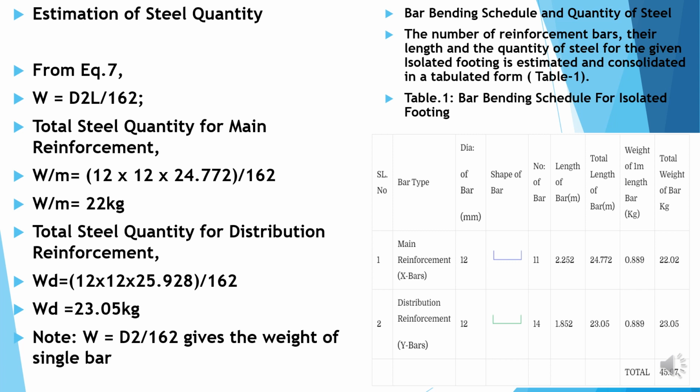See the main reinforcement, accordingly we calculated 12 mm, the shape of the bar is like this, number of bars 11 which we already calculated, length of the bar is 2.252, the total length is 24.772. That means at the rate of 0.889 weight per meter, this comes around 22.02. The same methodology for the distribution bars, the weight will be 23.05. So, total weight of the reinforcement is 45.07 for the footing size of 2 meter by 1.6 meter, as per the sketches which I explained to you.